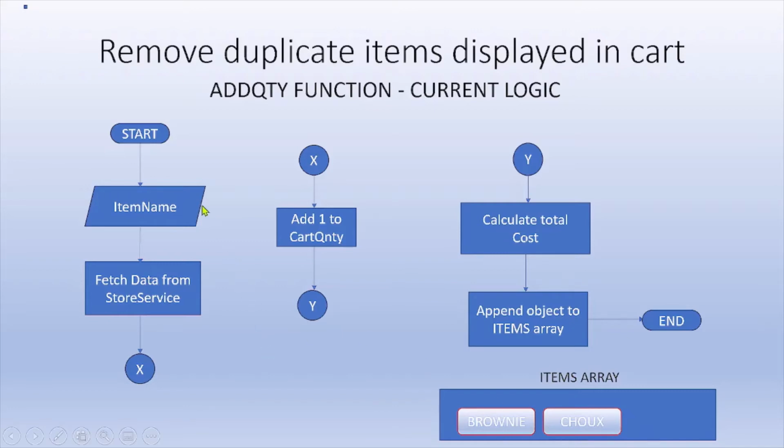So that again comes as a parameter through item name to the add quantity function. We fetch data from store service, add one to cart quantity, calculate the total cost, append the object to the items array. So the user now has three items in his or her cart, and we have three elements in items array. But of course, as you can see, there's duplicates happening, right? So this is because of the way our logic is. So of course, we can change the logic.